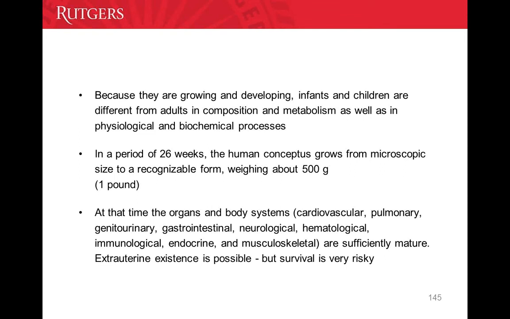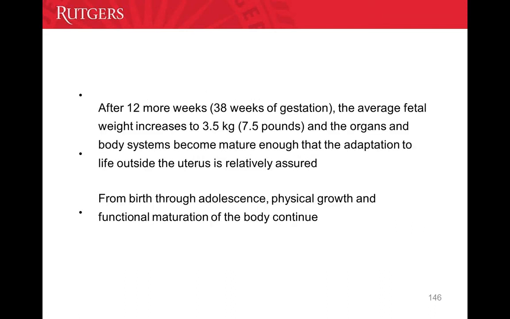And when they get those products in them and the associated contaminants, the pharmacokinetic behavior of those contaminants is very different in a child versus an adult. Think about how amazing it is that you go in a 26-week period from something that's microscopic to something that weighs 500 grams, about a pound. That's pretty amazing. And at that time, all the body systems are formed at 26 weeks. You can live outside the uterus. Extrauterine existence is possible. It's a little risky, but it's possible.